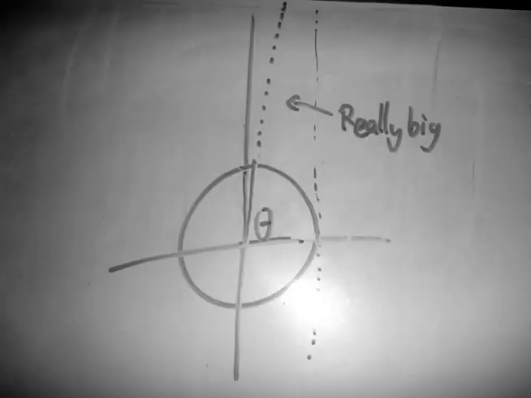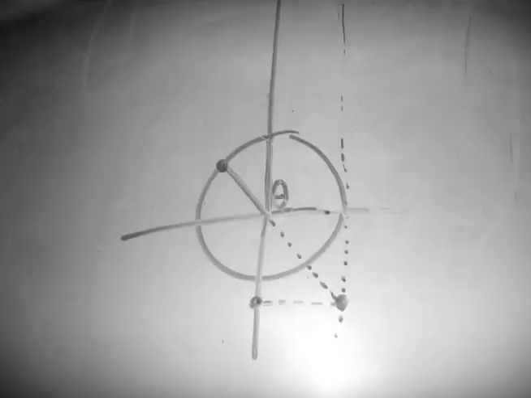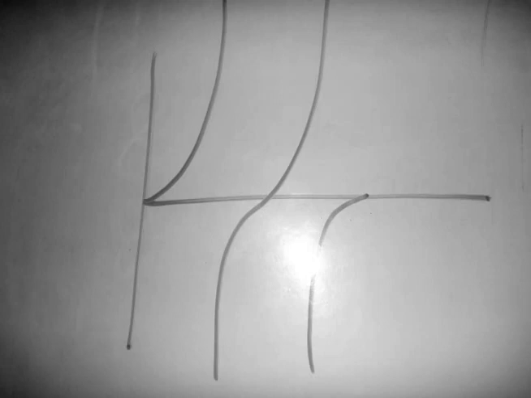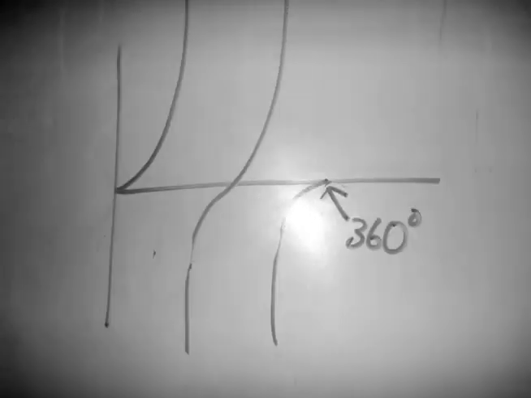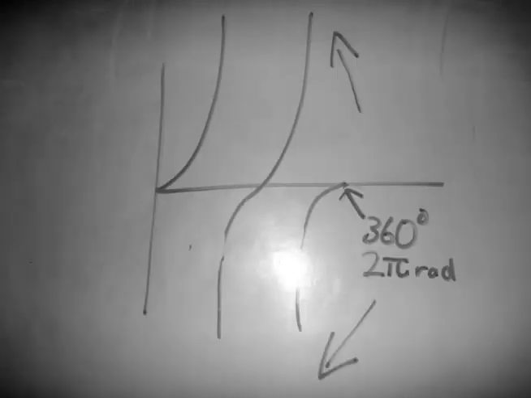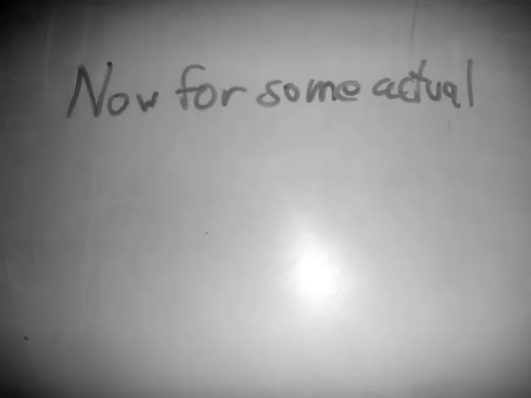Once it gets close to 90, it starts to get really big, as can be seen here. And at 90, it's actually infinity. It then keeps going like this and so on and so forth. So in a tan graph, from here to here is a period, so this is at 180 degrees or pi radians. Up there and down there go to infinity and negative infinity respectively. Now for some actual maths!